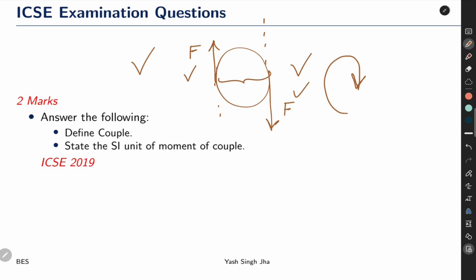And state the SI unit of moment of couple. Moment of couple is again defined as force times the distance between them. Again, Newton meter. The unit comes out to be Newton meter.